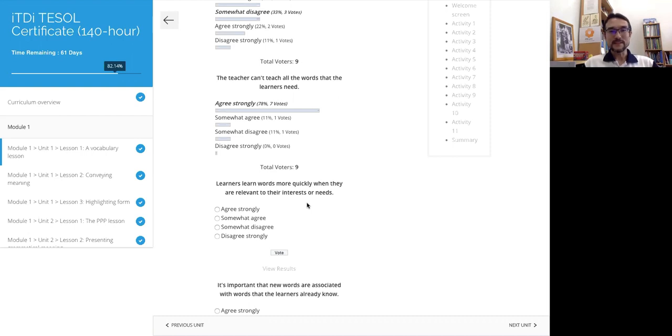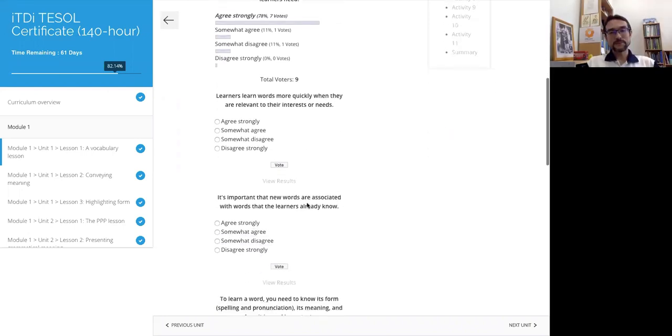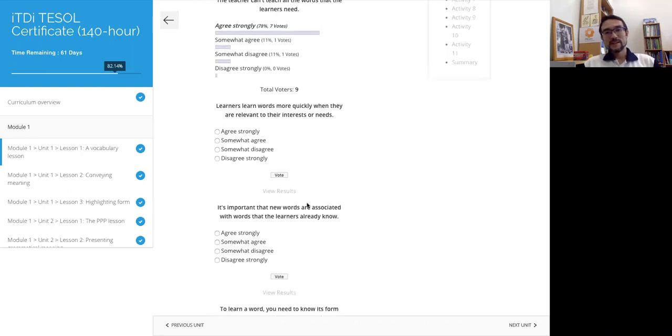So it's much more valuable, as Paul Nation points out, to help learners identify what words they need to know and what aspects of word knowledge are important. Should we look at the next one? Learners learn words more quickly when they are relevant to their interests or needs.